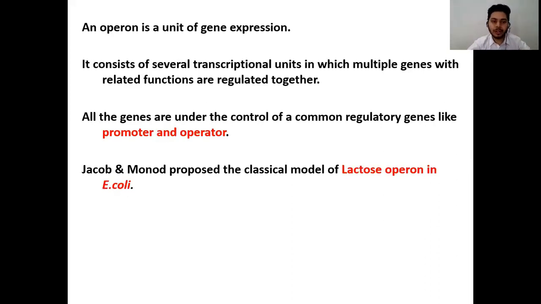The first model of an operon was proposed by two scientists, namely Jacob and Monod, within your organism E. coli. So within E. coli, the first model of an operon was proposed, and that was of lactose operon. Jacob and Monod proposed that lactose operon in E. coli was said to be an inducible operon.